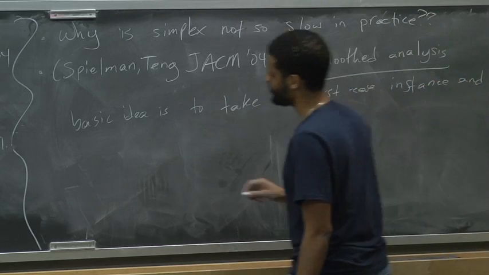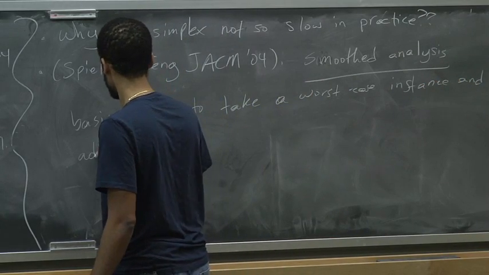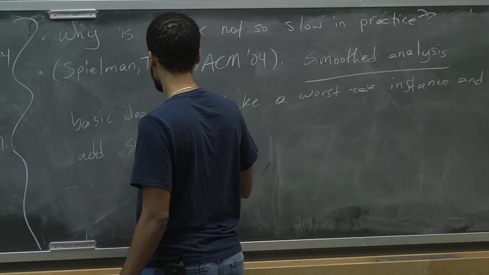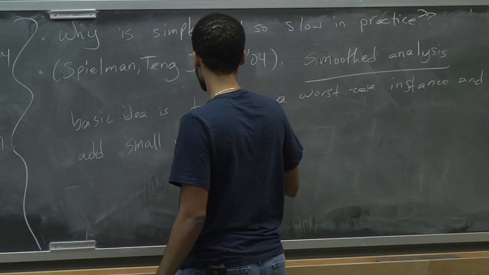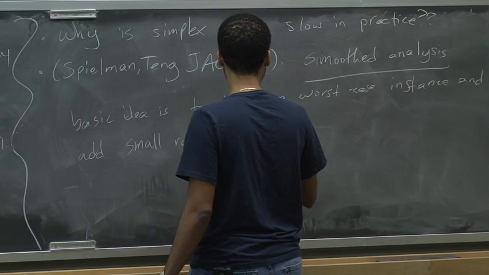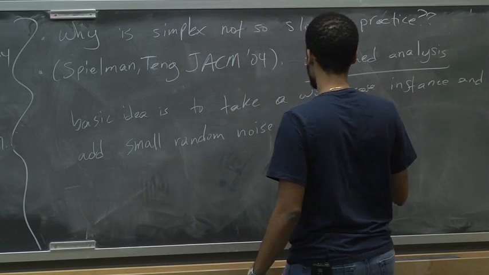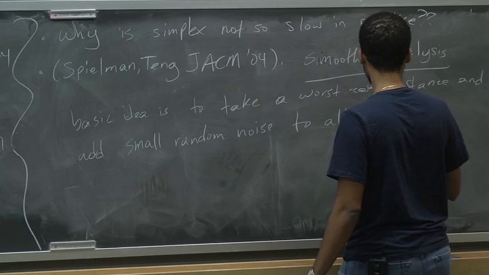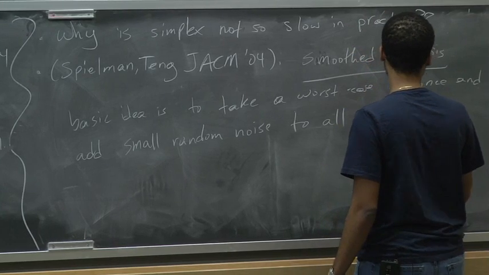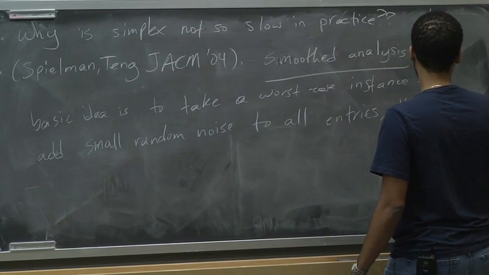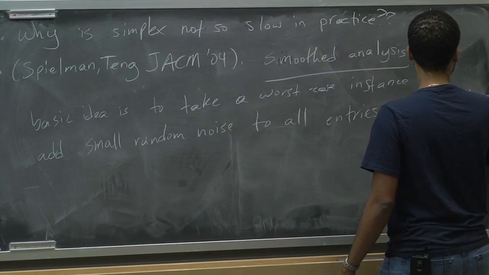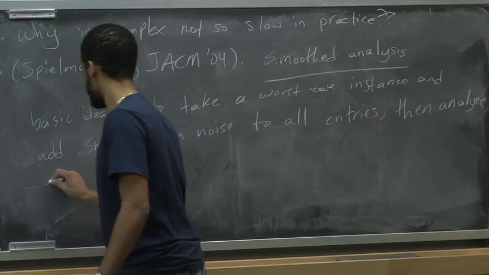So the basic idea is to take a worst case instance and add small random noise to all entries, independent noise, then analyze the expected running time.